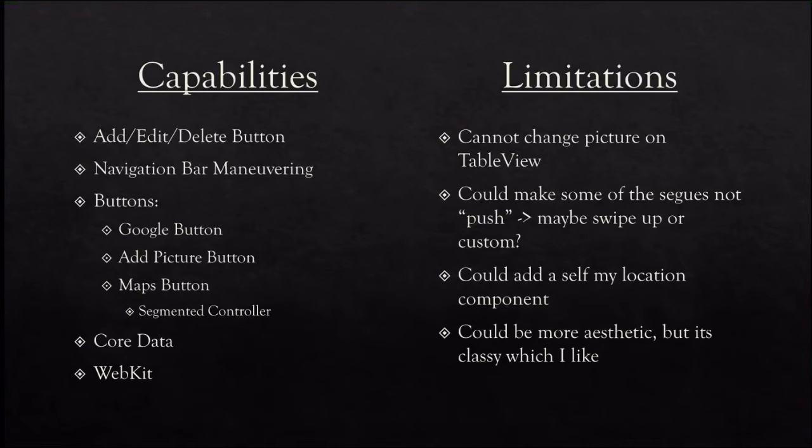On the very top, it has the navigation bar maneuvering, which has a quick little snippet of what the page does and a forward and back button depending on what page you're on. If you go to the second page, all the buttons that are included is the Google button, the Add Picture button, the Maps button, which contains a segmented controller, and the WebKit, which is used for Google.